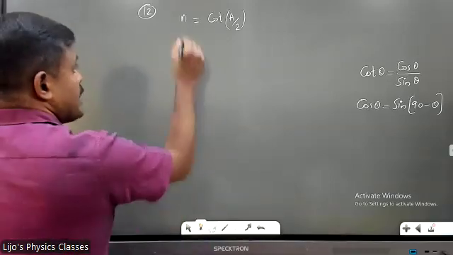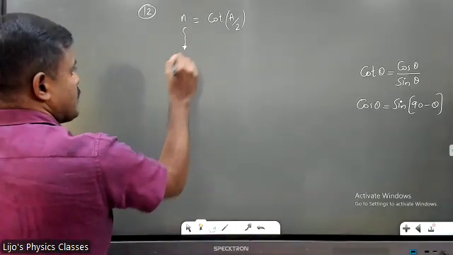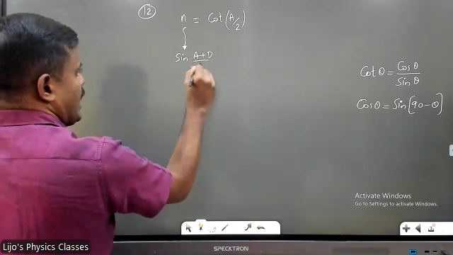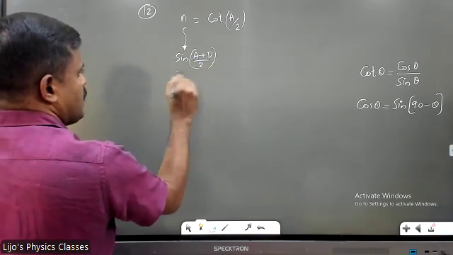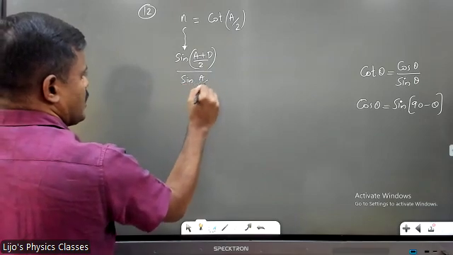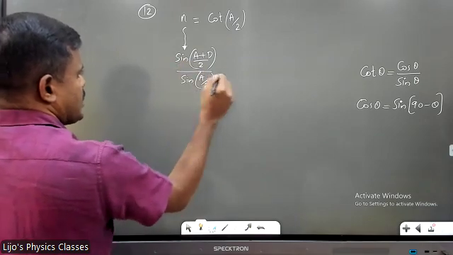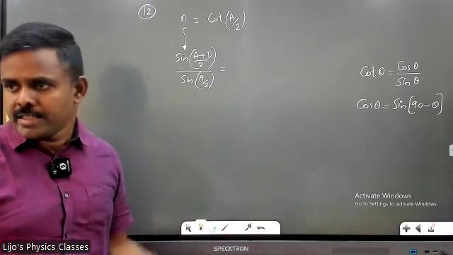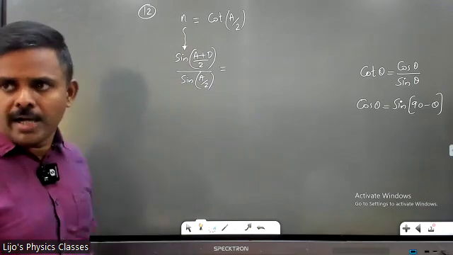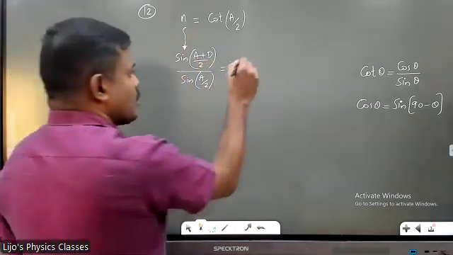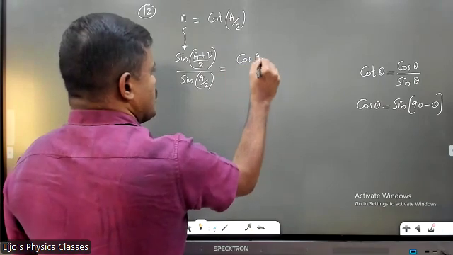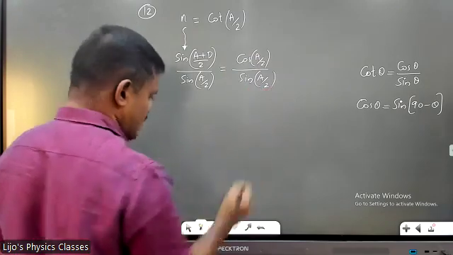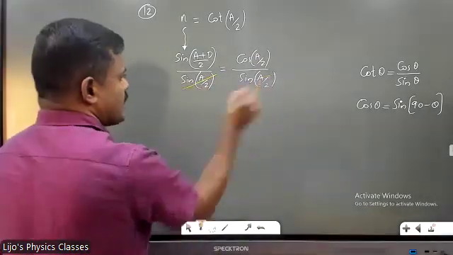Now, put a replacement for N. What is the replacement for N? We have learned a formula for N. Sin of A plus D by 2 by sin of A by 2 is equal to, what about the right side? Right side is cot. Cot is written how? Cos by sin. Cos of A by 2 by sin of A by 2. Now sin and sin are getting cut. Sin A by 2 get cut.